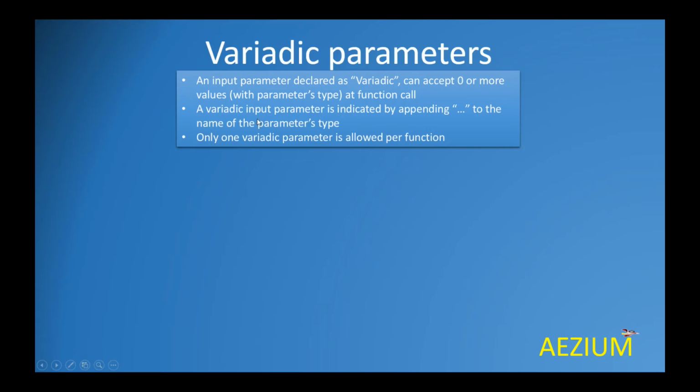To indicate that an input parameter is a variadic input parameter, we need to append 3 dots to the name of the parameter data type at the time of function definition. Each function cannot have more than one variadic parameter. So 0 or 1 variadic parameter is allowed for a given function.